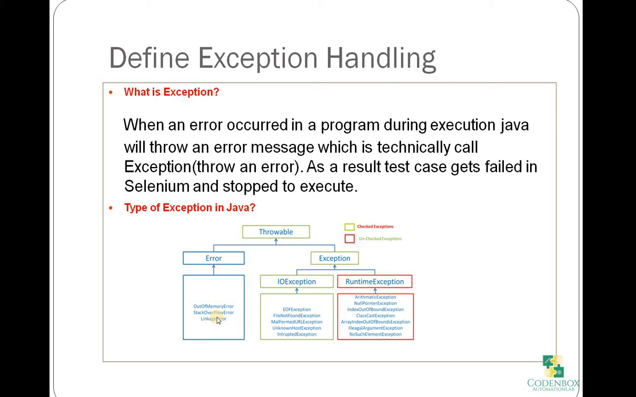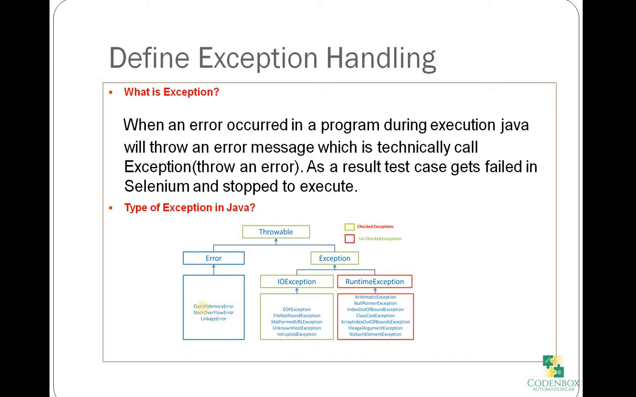Stack overflow error: if for some reason you have a for loop or any loop that is an infinite loop, then eventually it will throw an error called stack overflow error. Or if you have method 1 calling method 2, and method 2 is calling method 1, so the methods call each other reversely, then when you execute it, it will throw an error called stack overflow error.